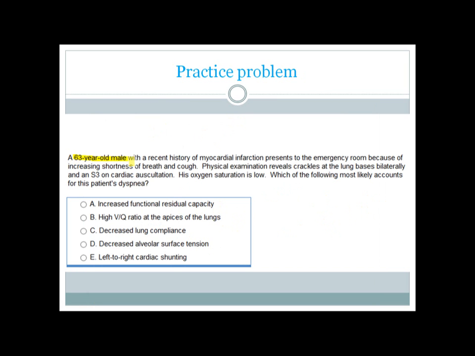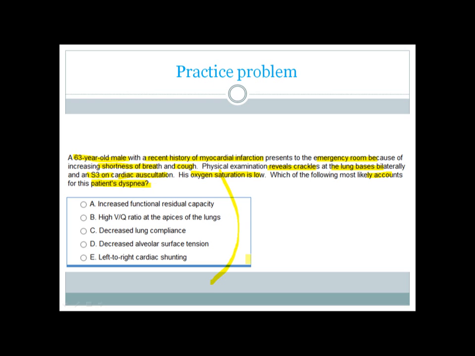We have another practice problem here. A 63-year-old male with recent history of myocardial infarction presents to the emergency room because of an increasing shortness of breath and cough. Physical examination reveals crackles at the base of the lungs bilaterally and an S3 on cardiac auscultation. His oxygen saturation is low. Now, which of the following most likely accounts for this patient's dyspnea?